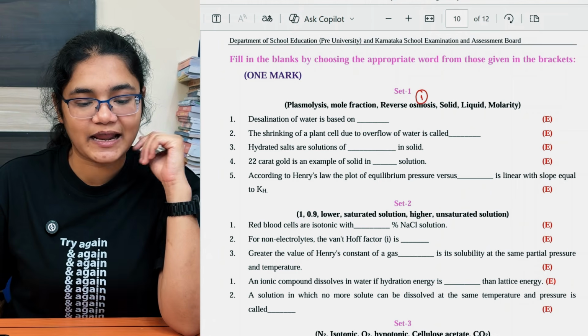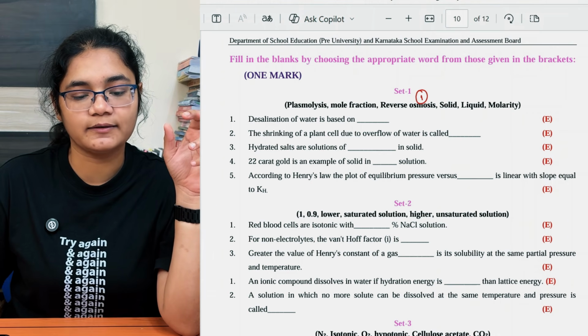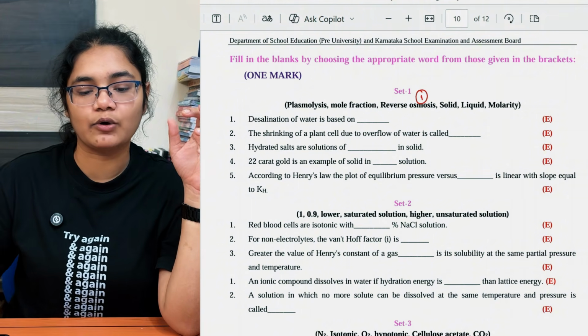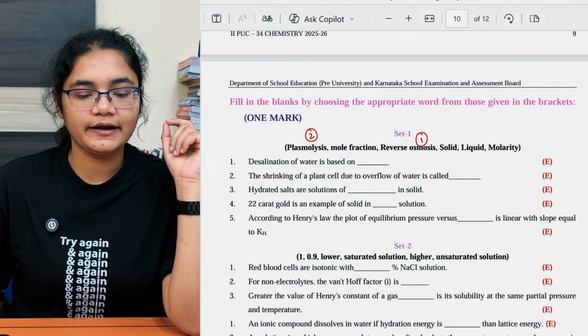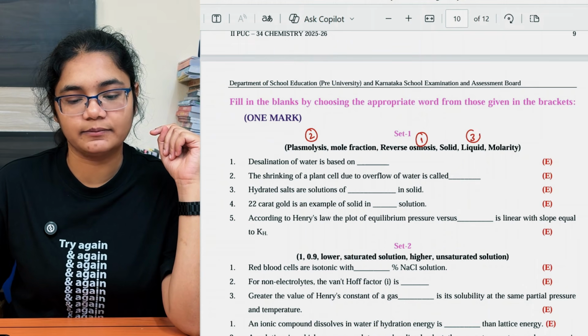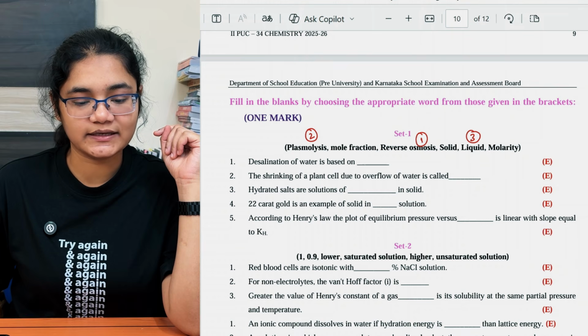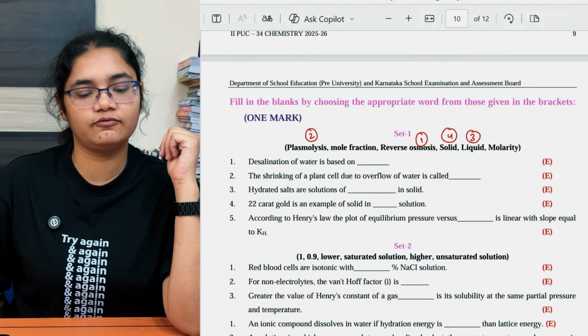The shrinking of a plant cell due to the outflow of water, that means the water will go out, is called plasmolysis, which is option number 2 here. Okay, hydrated salts are solutions of liquid in solid, right? So option number 3 here. 22 karat gold is an example of a solid solution, so option number 4 here.